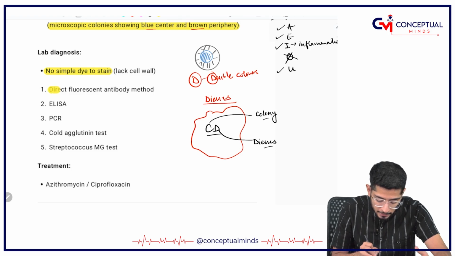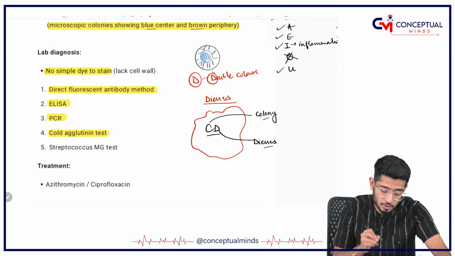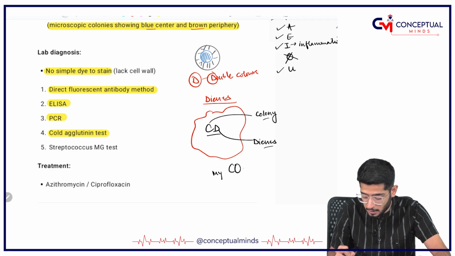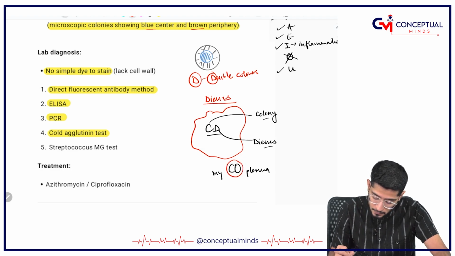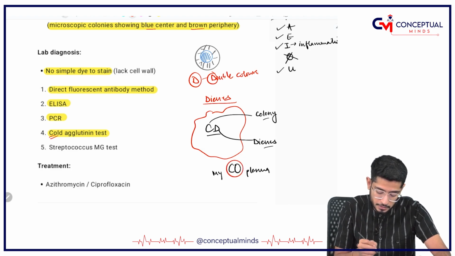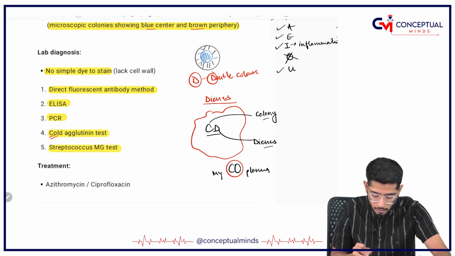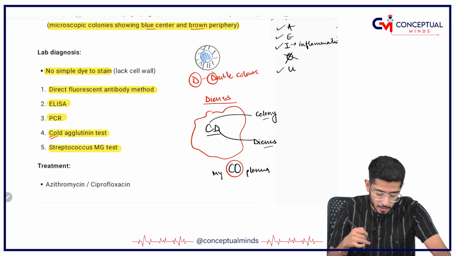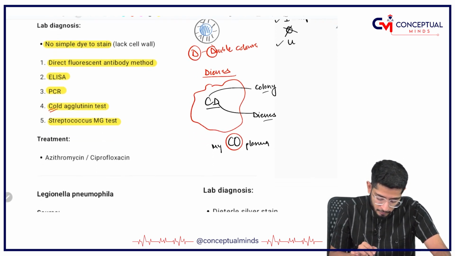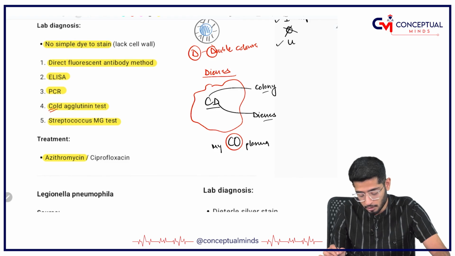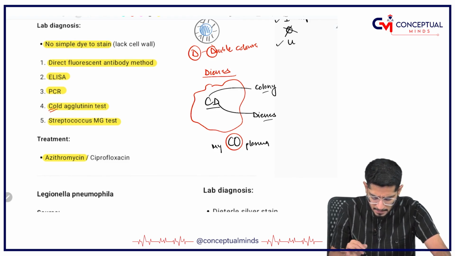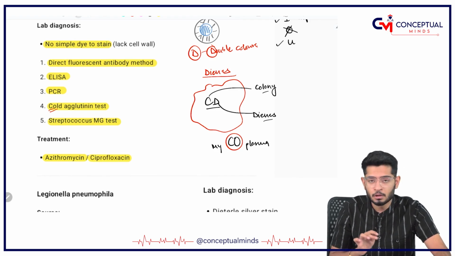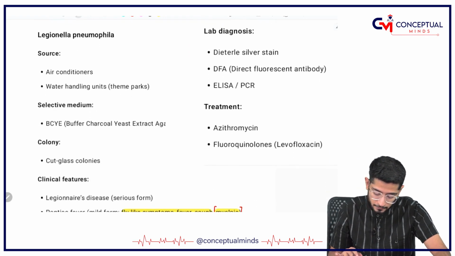Fine. Direct fluorescent method, you can use ELISA, PCR, you can use cold agglutination, again important. So I teach you like this, mycoplasma. So CO for what? Cold agglutination. Then you have got Streptococcus MG test also, another important laboratory diagnosis. Then for any atypical pneumonia, the drug of choice is azithromycin. Yes, you can use ciprofloxacin also. More will be dealt by the faculty of pharmacology.